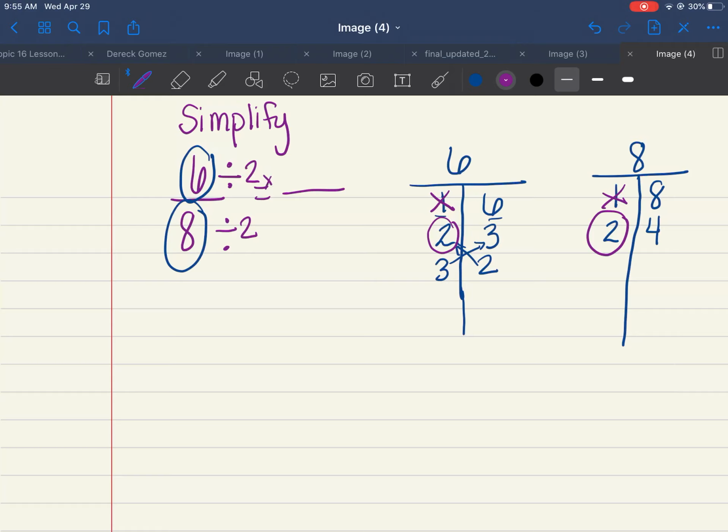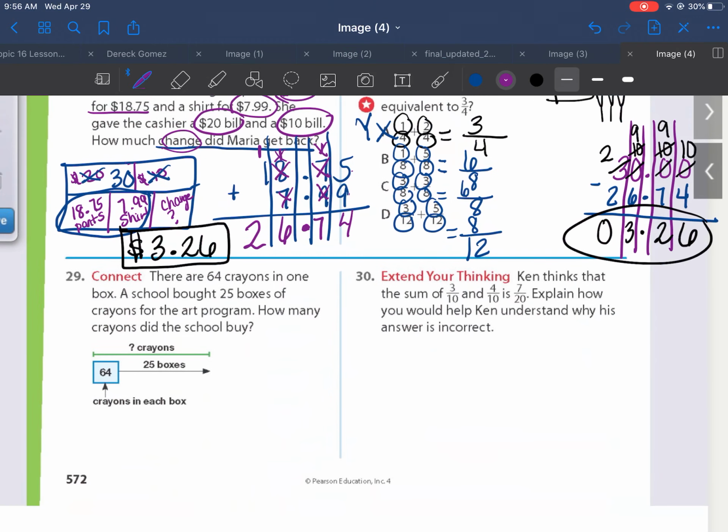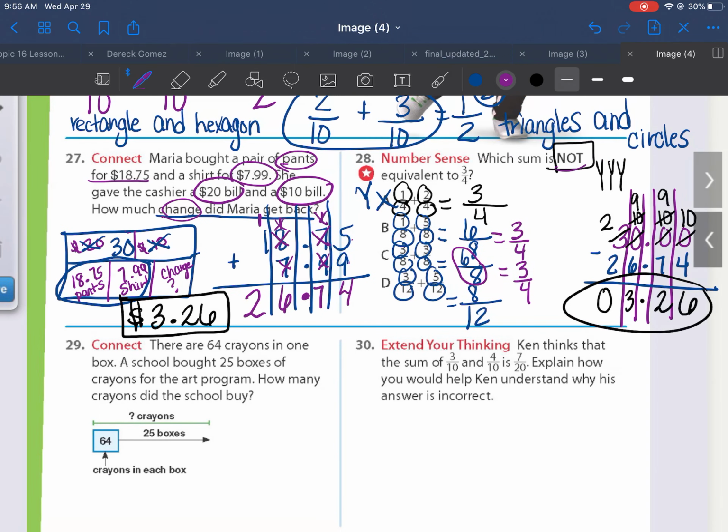So I'm going to ask myself, 6 divided by 2. Or we can say 2 times what gives me 6? We know that is 3. 8 divided by 2. Or 2 times what gives me 8? That is going to be 4. Notice that my answer is 3/4. So if I go back, this one is 3/4. And this was the same fraction, 6/8. So it's going to be 3/4.